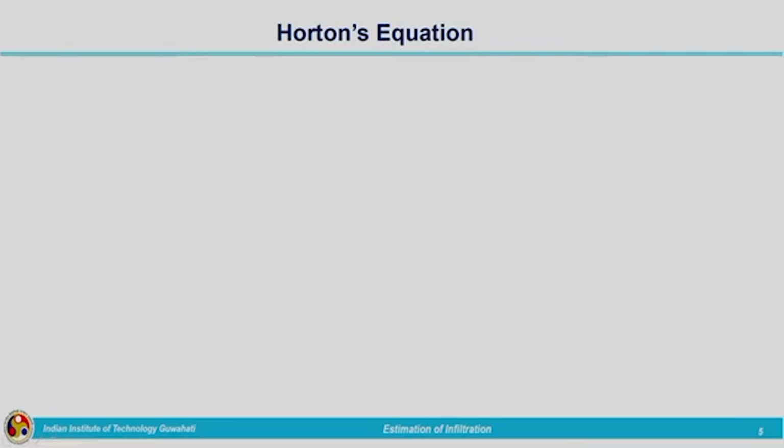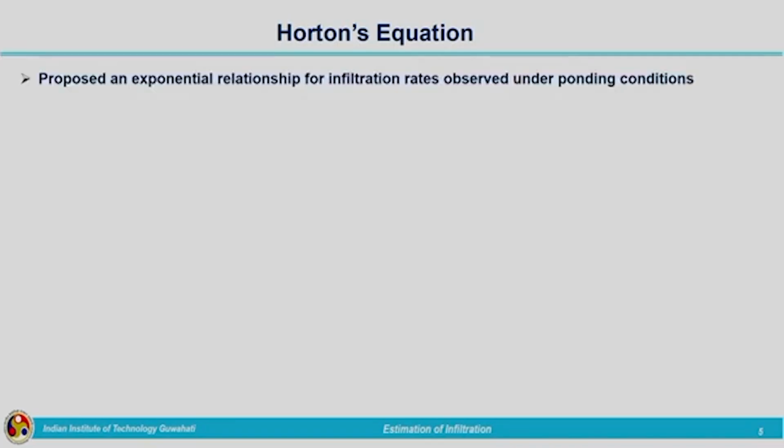Next equation is Horton's equation. This equation is also very commonly used for finding out the infiltration rate and cumulative infiltration, but we should be aware of the parameters corresponding to Horton's equation. So, let us see how this equation looks. This proposes an exponential relationship for infiltration rates observed under ponding condition. So, we have a positive head of water, or take the example of a ring infiltrometer, where we maintain a level or water is added to the infiltrometer that is getting infiltrated into the ground.